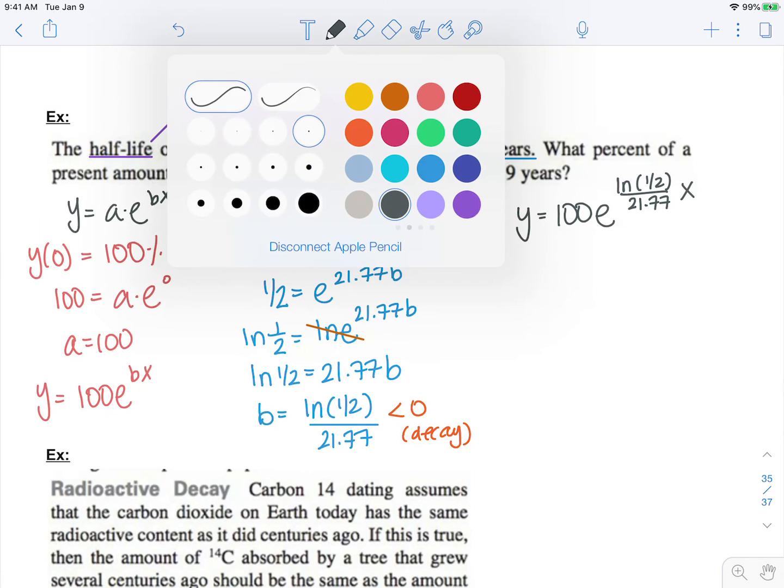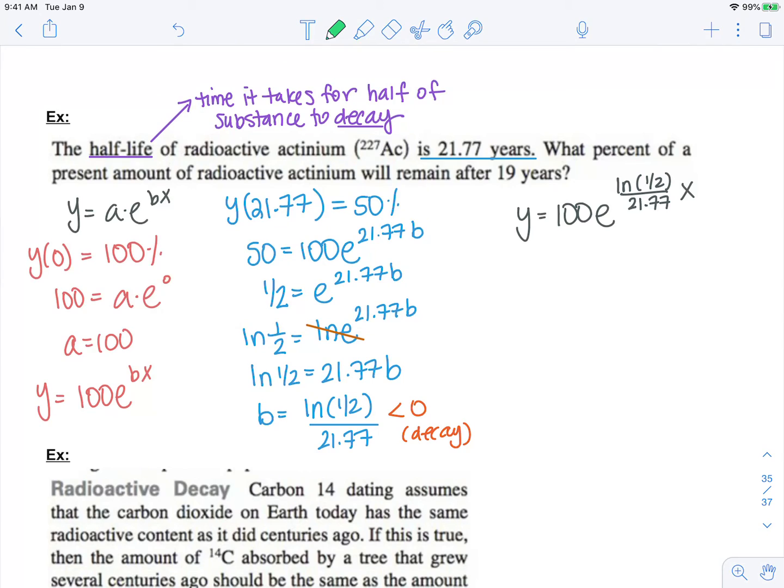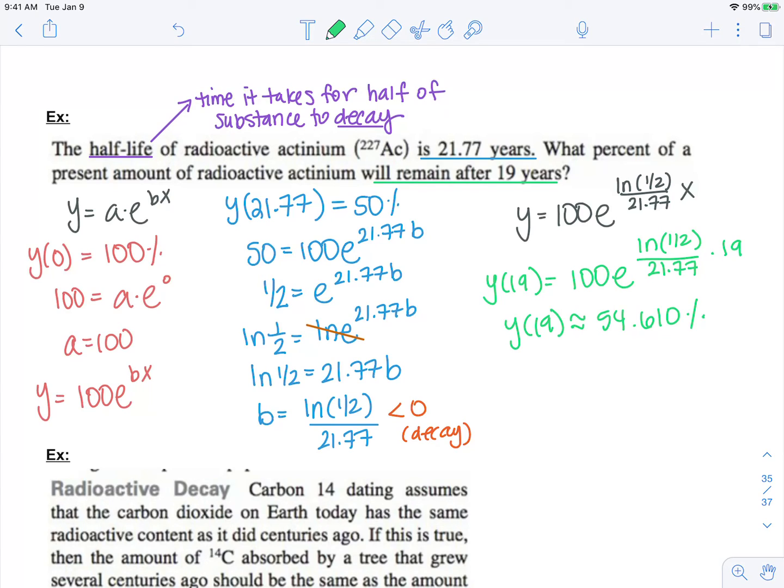So they want us to find the amount that will remain after 19 years. So y of 19 is 100 e to the ln of 1/2 over 21.77 times 19. Now this I'm going to plug into my calculator. y of 19 is approximately 54.610. And remember, this is all percentages.